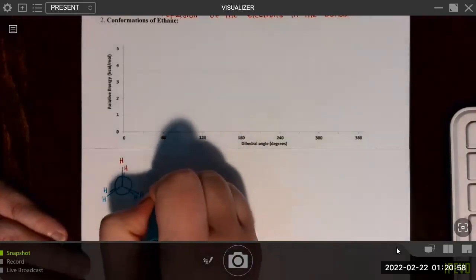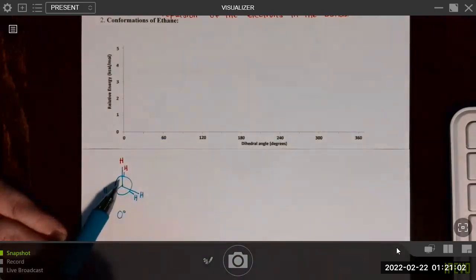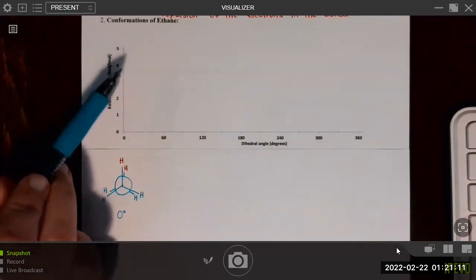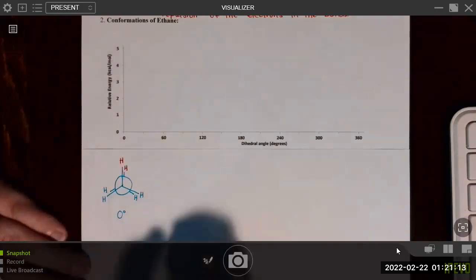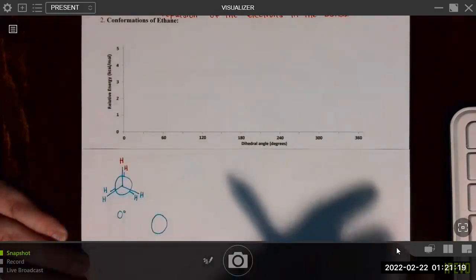I am going to choose the back. And by the way, I'm just going to go a little bit lower than this because remember that eclipsed is going to be the high energy conformation, right? So it's going to be higher in energy than a staggered conformation. I'm just going to go a little bit lower just so that it mirrors an energy diagram.